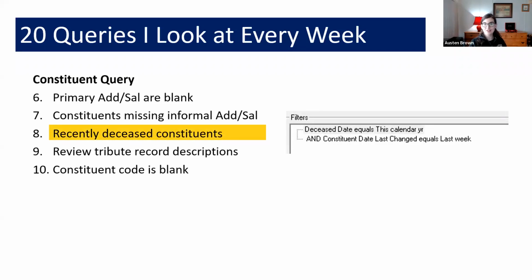Every organization seems to have their own standard for how deceased is tracked in their system. But what this really does is it's pulling together deceased in the last calendar year that was updated in the last week, so that I can go through and make sure that all the little bits and pieces are correctly put in, right? So all the different variations.